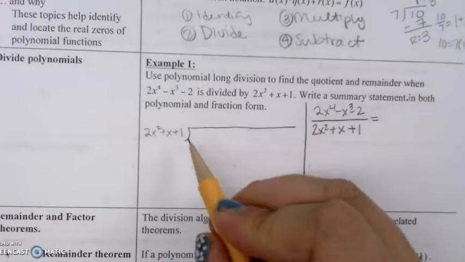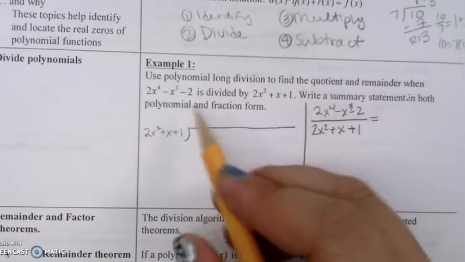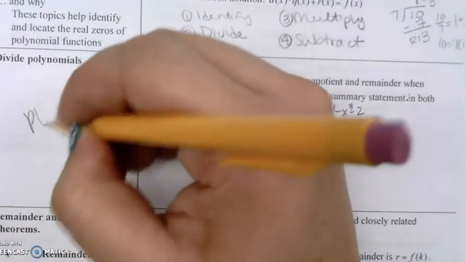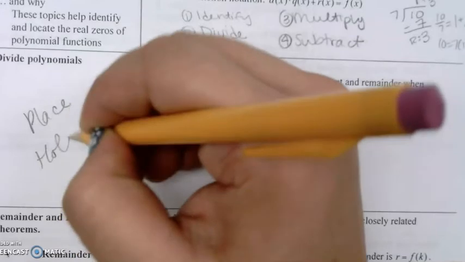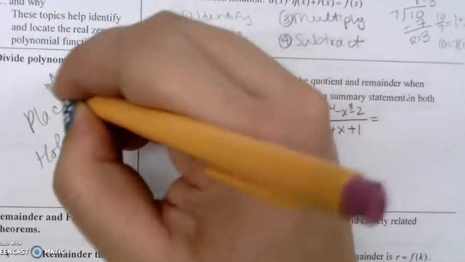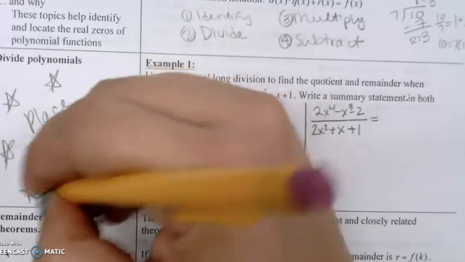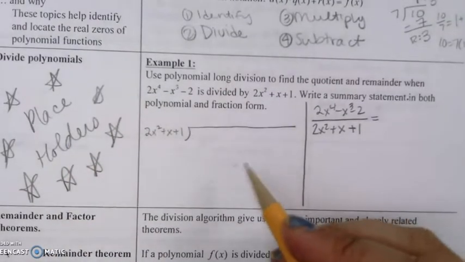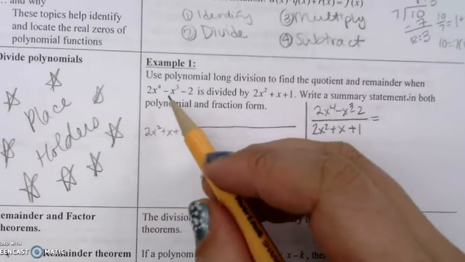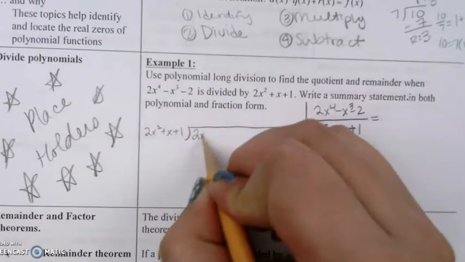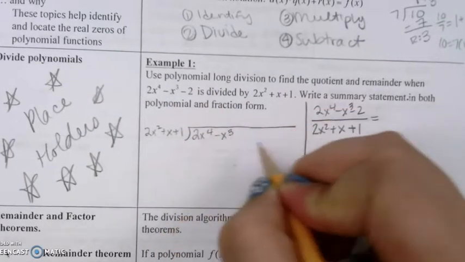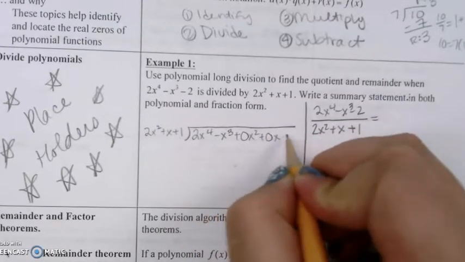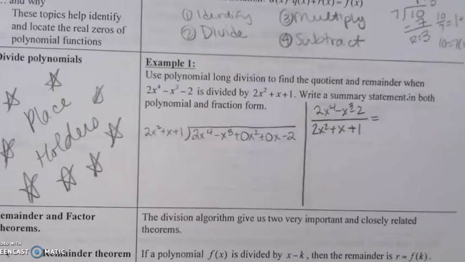And now my polynomial on the inside is missing some terms. I don't have an x squared and I don't have an x, so I need to remember placeholders. This is super important. Okay, so what I mean by placeholders is that there needs to be each degree represented. So 2x to the 4th minus x cubed, I need to represent x squared, so plus 0x squared plus 0x minus 2. And then we run through our division algorithm.